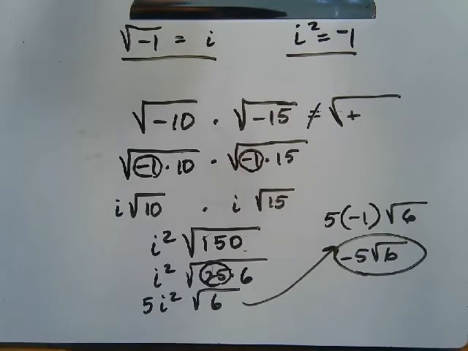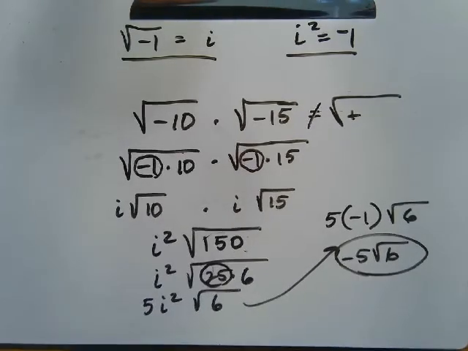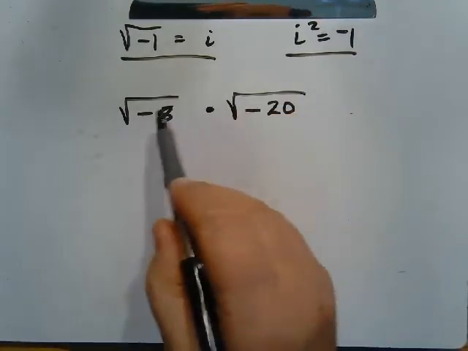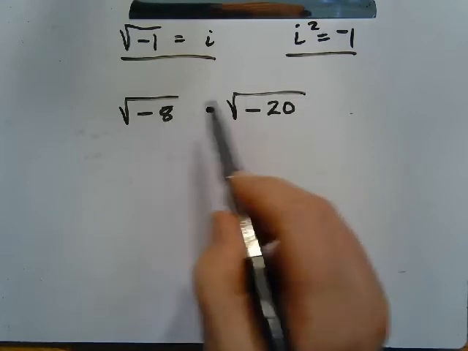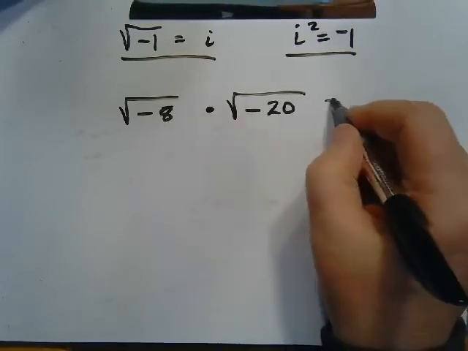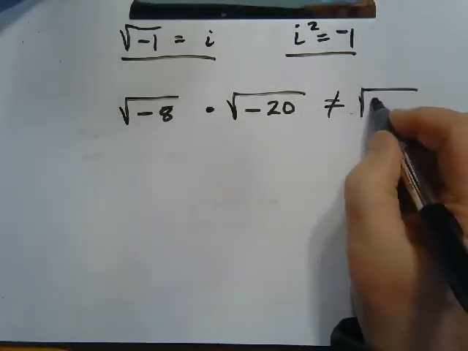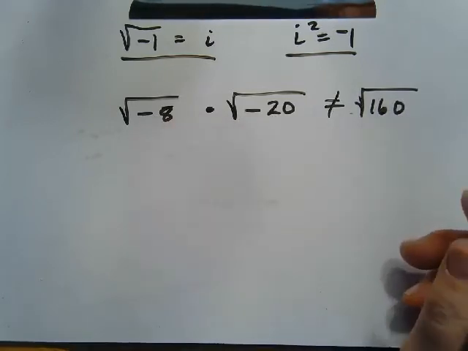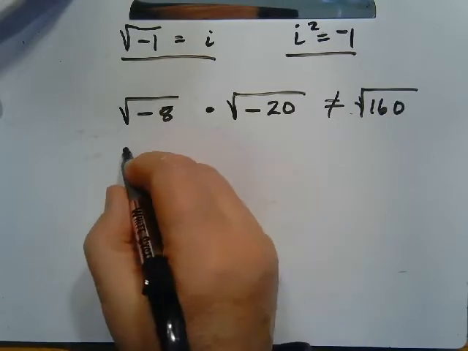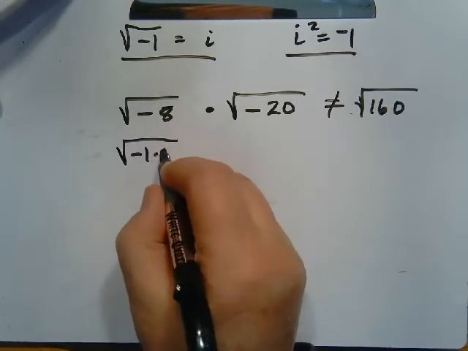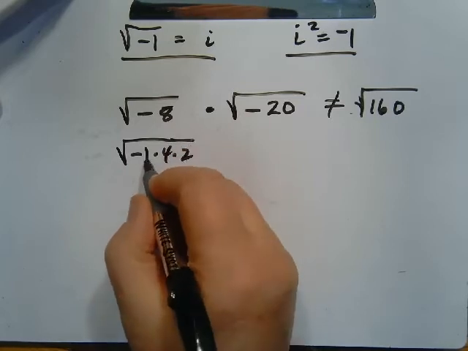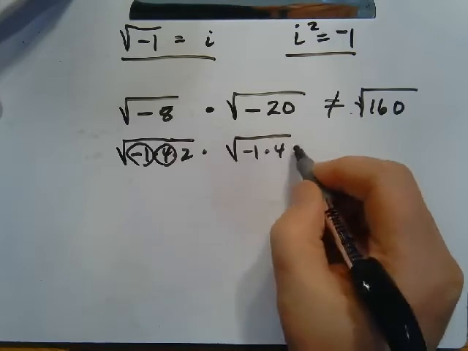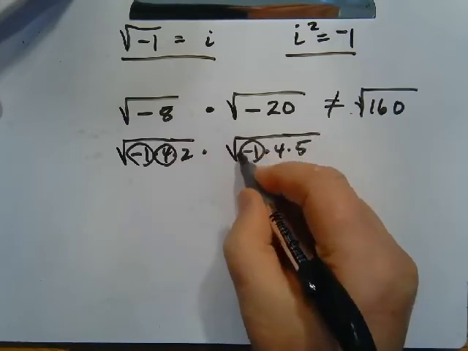Let's do another one of these where both the numbers are negative. Okay? All right, let's take a look at this one. Now, because there's negative radicals here, I'm going to have i involved somehow. I don't want to just multiply these two together and get the square root of 160, because now the negatives have been destroyed and I can't see that i is really involved. So I'm going to call this the square root of negative 1 times 4 times 2. Again, these are perfect squares. And I'm going to call this the square root of negative 1 times 4 times 5. Again, these are the perfect squares.